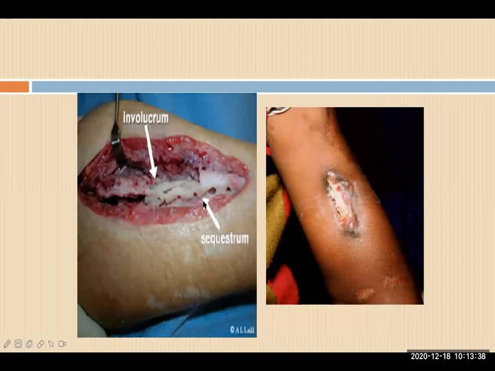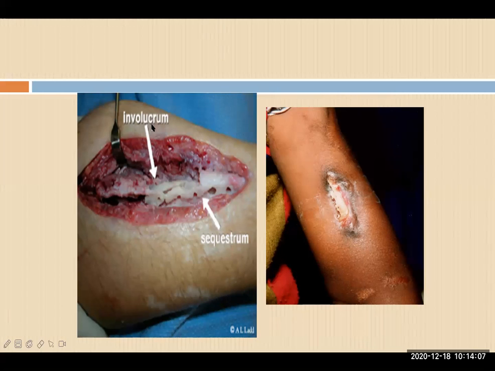Now, there is a sequestrum, and that is the involucrum. It is very difficult to identify from this type of view, and we don't ask this type of question to you. We just ask what is the name of the dead piece of bone and what is the name of the new bone which is formed there. So every student is quite familiar with that now. And more important is the X-ray appearance. Sequestrum and involucrum.